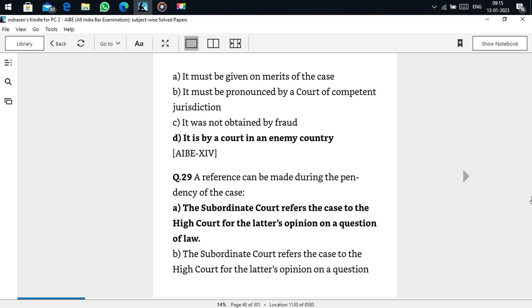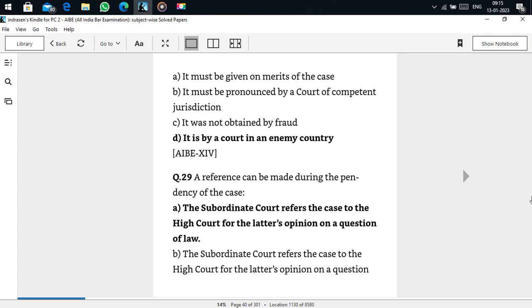A person can apply for a review of the judgment when he is aggrieved by a decree or an order from which an appeal is allowed. He is aggrieved by a decree or an order from which no appeal is allowed. He is aggrieved by a decision on a reference from the court of small causes. The answer is all of the above.